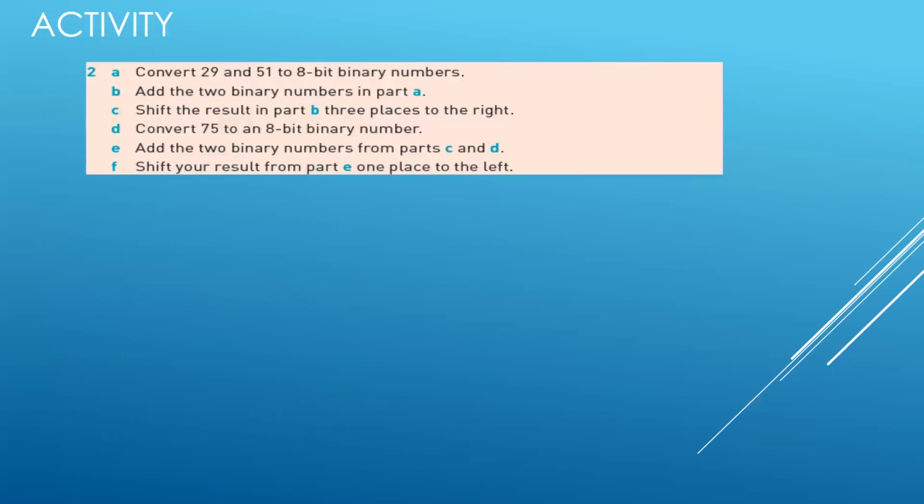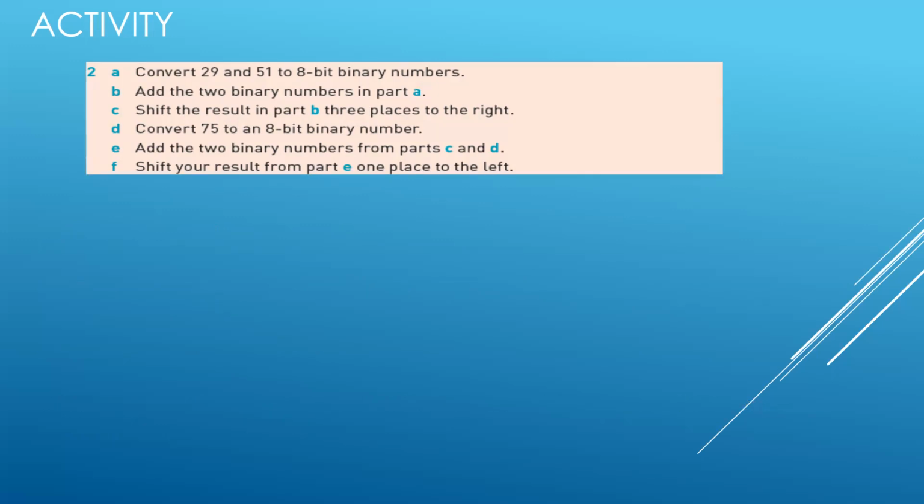Okay, activity number 2. If you get such a question in the paper, you will be getting a few marks for conversion from denary to binary. The denary numbers are 29 and 51. You first have to convert them into an 8-bit binary number. Then you have to perform addition of binary also. So this question is actually a revision of a lot of topics that you have covered earlier.